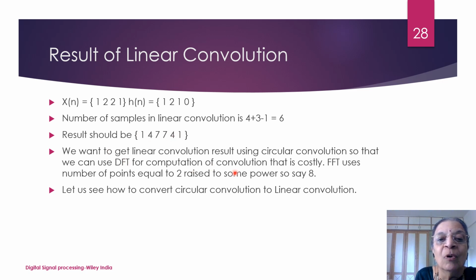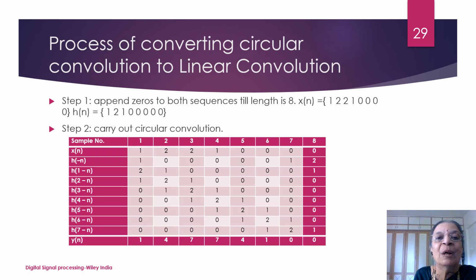So if we want to convert the circular convolution to linear convolution, we will have to append zeros. How many zeros to append? See, in order to simplify the calculations, instead of using DFT, we'll be using FFT. FFT uses the number of points as 2 raised to some power. So better to use 8 points. So for 8 points, I'll have to append 4 zeros here and also 4 zeros here. So I append 4 zeros to x(n) and I append 4 zeros to h(n).